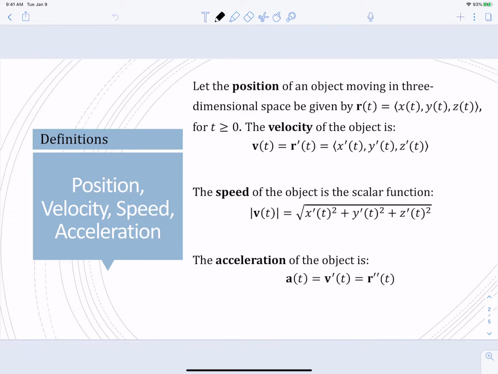So if we let the position of an object moving in three-dimensional space be given by our vector valued function, again, it outputs a vector of where it is at that time t. So here we really are thinking about t as time. And so we're going to look at t being greater than or equal to 0. So the velocity of our object is going to be the derivative of our position, just like it's always been, and again, it's the derivative of each of our components.